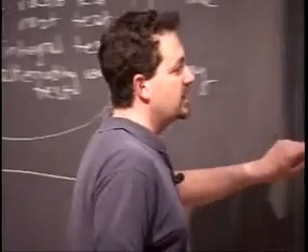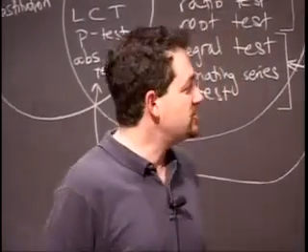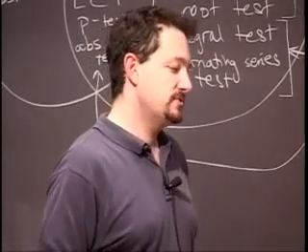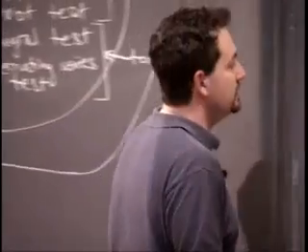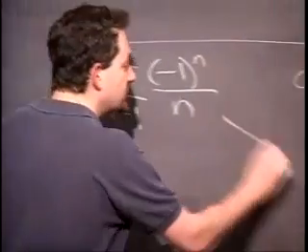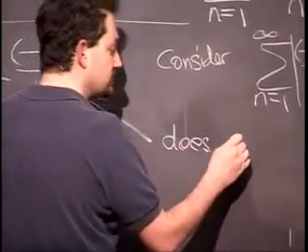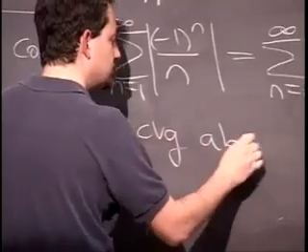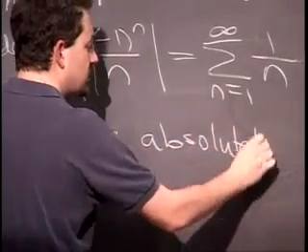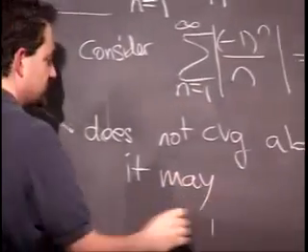Okay. So what can you conclude about the original series? Nothing. You cannot use the absolute convergence test to show that something diverges. You cannot use the absolute convergence test. All you can say is that this does not converge absolutely. But the amazing thing is, it may still converge anyway.